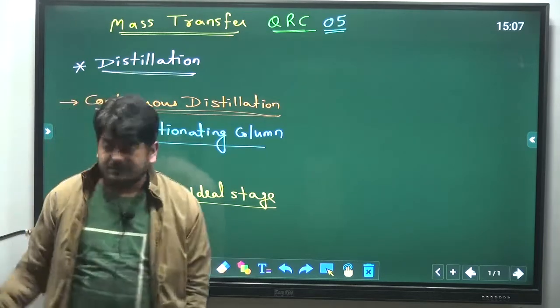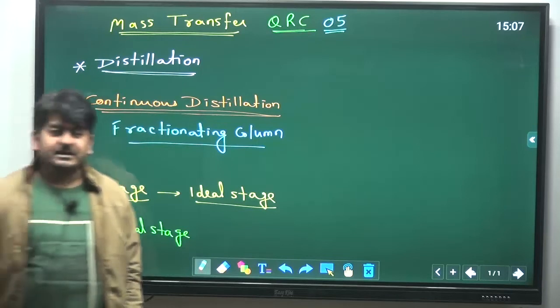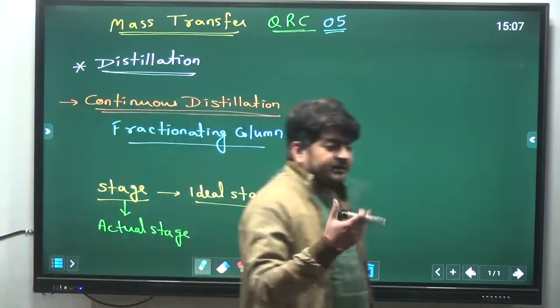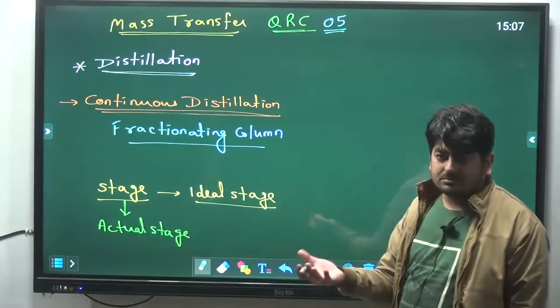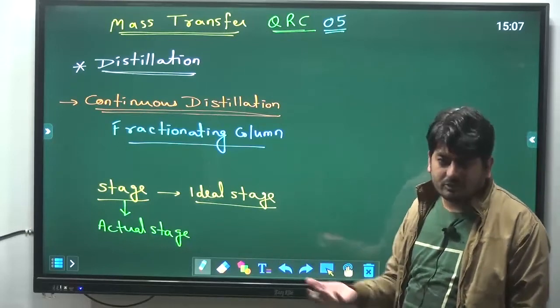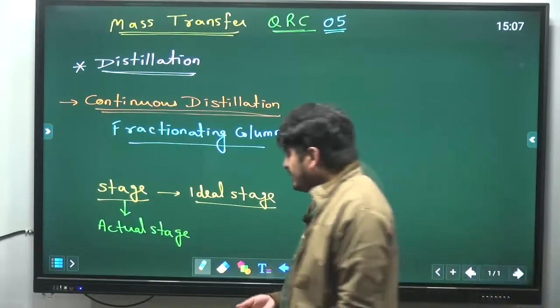Ideal stage, wonderful, that's the correct answer, because in ideal stage equilibrium will be achieved and whatever mass transfer will occur till the equilibrium, that will be more. The net rate of mass transfer will be more in a case of equilibrium.